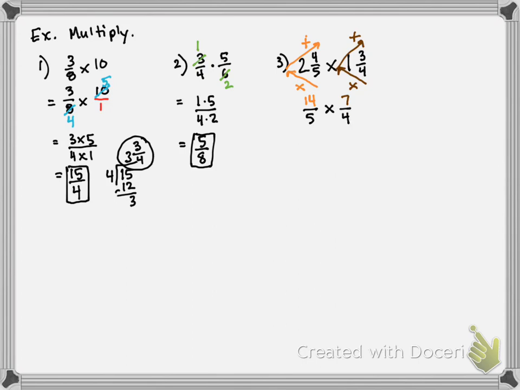So again, I'm going to look any numerator to any denominator and see if I can find something that I could reduce by. So 14 and 5, nope, nothing. 7 and 4, nope, nothing. 7 and 5, no. 14 and 4, finally, two numbers that are both even. So I'm going to divide 2 out. Start with that. 14 divided by 2 is 7. 4 divided by 2 is 2.